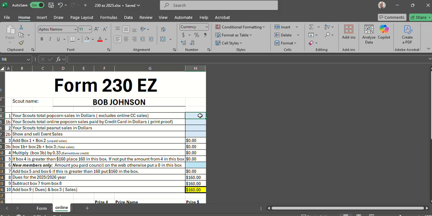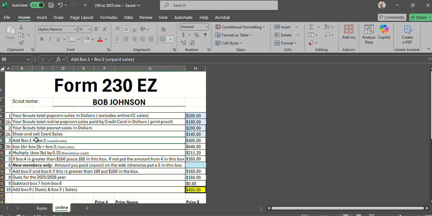So let's just put some examples in here. So let's say we sold $200 there and $100 here, and peanut sales $200. And then we did show and sell events. We did $140 in show and sell events.